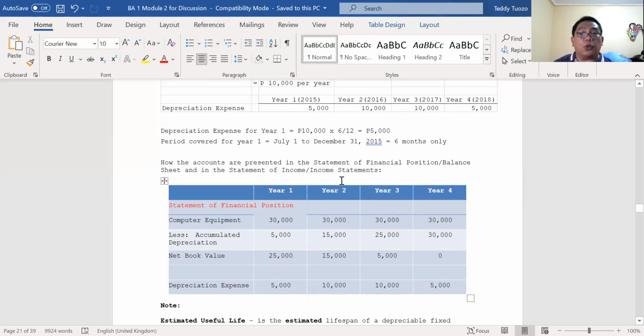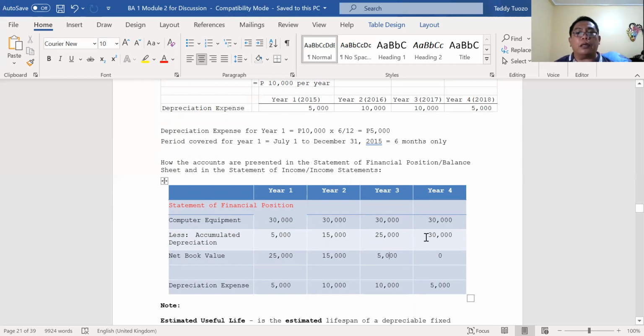So for year 2, the net book value, of course, less NIMO. For year 1, 25,000. For year 2, 15,000. For year 3, 25, because for year 3 the depreciation expense based on the table above is still 10,000. So the sum of 5,000 plus 10,000 plus 10,000 is 25,000. So the net book value at the end of year 3 is now 10,000. But the expense is still 10,000 based on the table above.